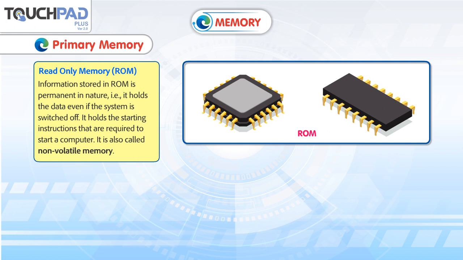Read-only memory, ROM. Information stored in ROM is permanent in nature. That is, it holds the data even if the system is switched off. It holds the starting instructions that are required to start a computer. It is also called non-volatile memory.